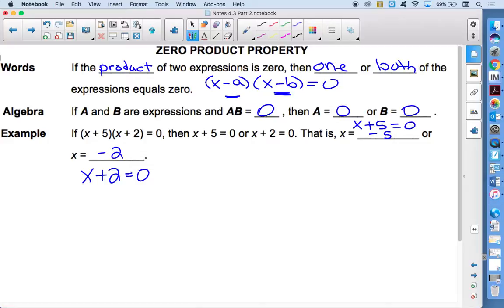Wait, I don't get that. What part? How come we have two solutions for x? How many x's are in your problem? 2. So each x has to be a different value to make this become 0.